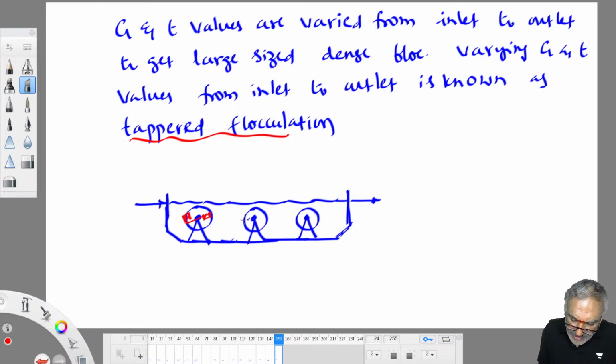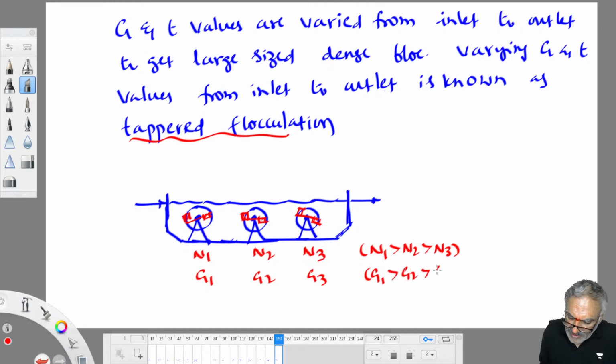The G value you can vary by adjusting speed of movement. These are called paddles. They will be rotating inside water. So by adjusting the speed, this will operate at N1 speed, this is operated at N2 speed, this is operated at N3 speed. So where N1 is greater than N2, N2 is greater than N3. So therefore G1, this go with G2, this is G3, where G1 is greater than G2, G2 is greater than G3.